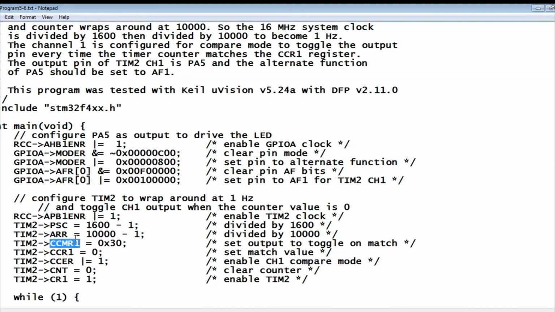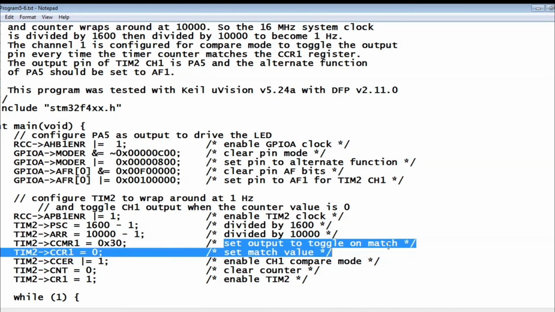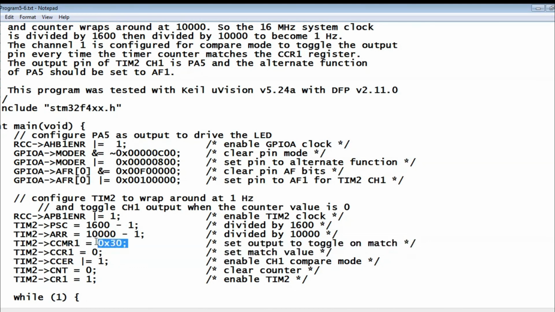Then in CCMR1, that is capture compare mode register 1. Why are you selecting mode register 1? Because you need to configure the mode for channel 1 of timer 2. Here you are writing 30. That means you are configuring the output to toggle on match. Timer 2 channel 1 should toggle when the timer counter value is equal to the CCR1 register value. Then you are configuring the CCR1 register value as 0. So whenever the timer counter value is equal to 0, timer 2 channel 1, that is the PA5 pin, will be toggled.